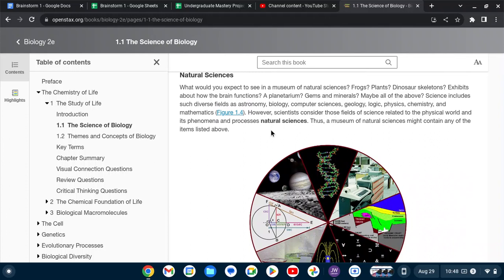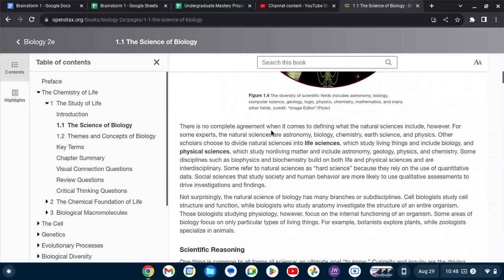Natural sciences. What would you expect to see in a museum of natural science? Frogs, plants, dinosaur skeletons, exhibits about how the brain functions, a planetarium, gems and minerals, maybe all of the above? Science includes such diverse fields as astronomy, biology, computer sciences, geology, logic, physics, chemistry, and mathematics. However, scientists consider those fields of science related to the physical world and its phenomena and processes natural sciences. Thus, a museum of natural sciences might contain any of the items listed above.